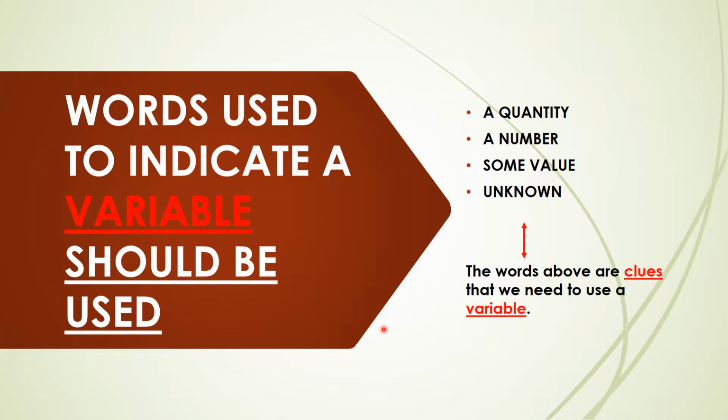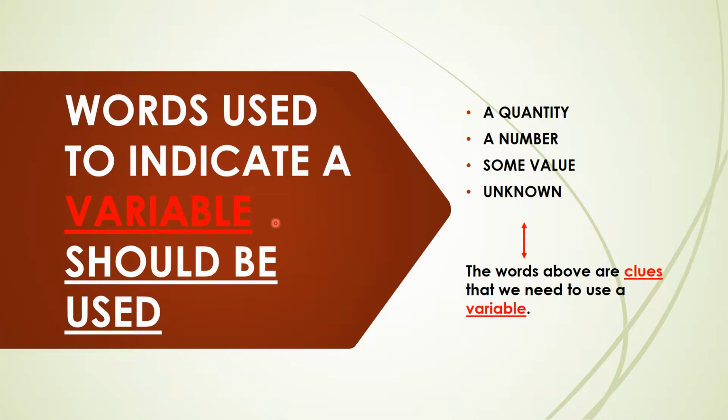Okay, so we're going to be looking at different words that, when we read a word problem, are going to give us a clue that we need to use a variable. Remember, a variable is usually a letter like X or T or A, which represents some number that we don't know. So if you're reading a word problem and you see something like a quantity or a number or some value or something is unknown, that's a clue that you're going to have to use a variable. So in your notes, you really should put these 4 words here and say these mean a variable.